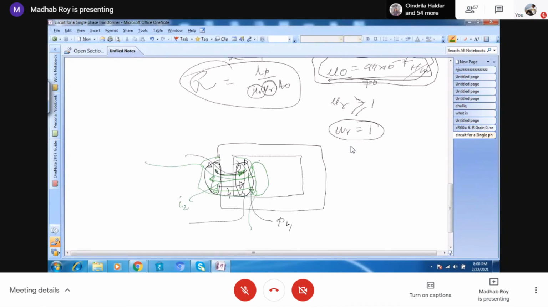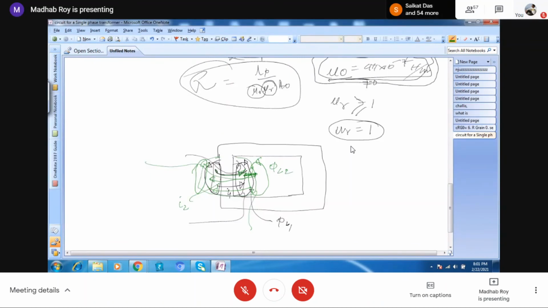Can we draw? Am I right? Phi L2. Am I right or wrong? Yes, sir. Secondary flux will be like this, leakage flux. So you see that the leakage flux is confined into this zone. Okay, you see that leakage flux is confined into this zone.